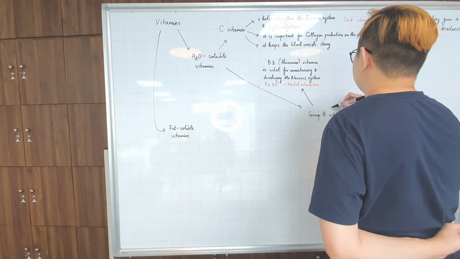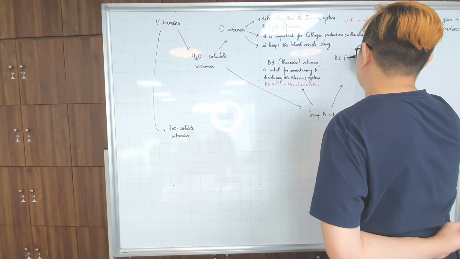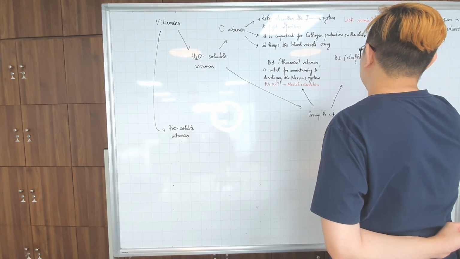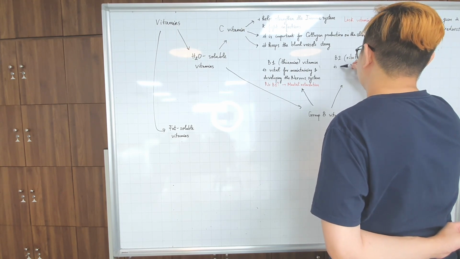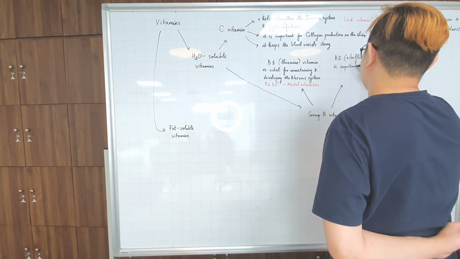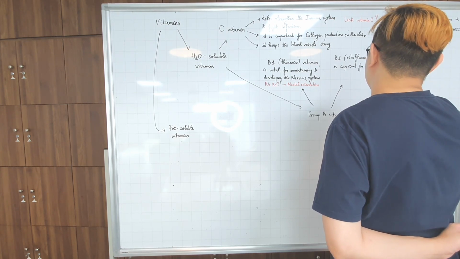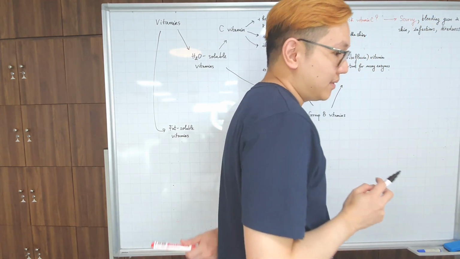B2, riboflavin. Vitamin. It's important for many enzymes. Rất là quan trọng cho nhiều enzyme luôn á.